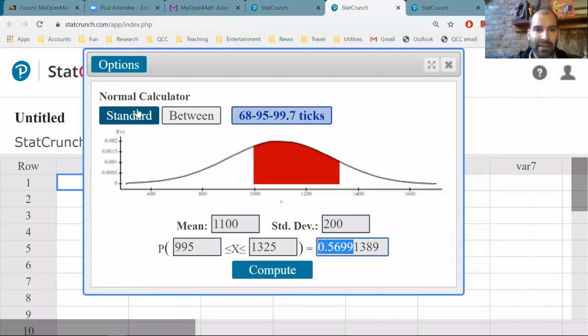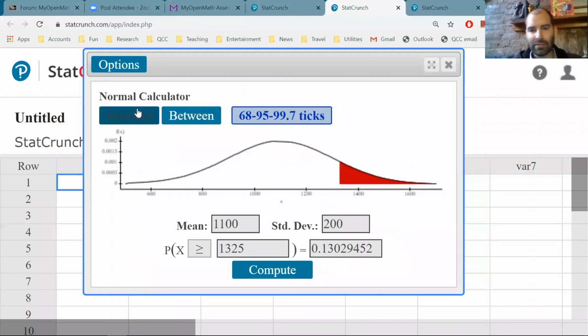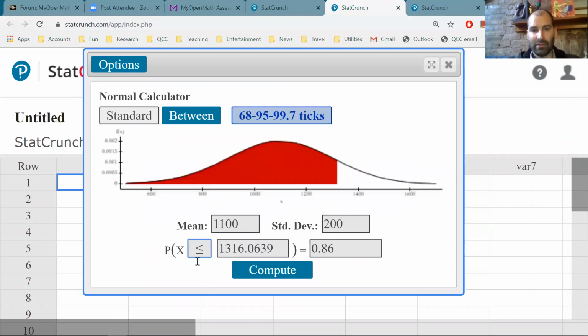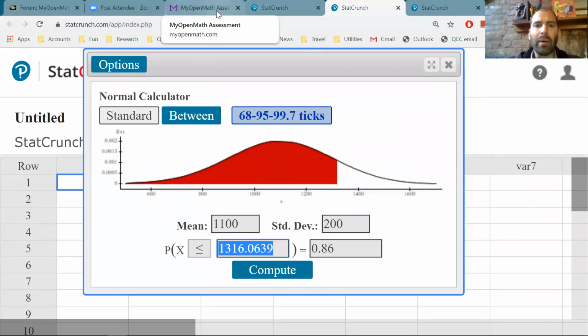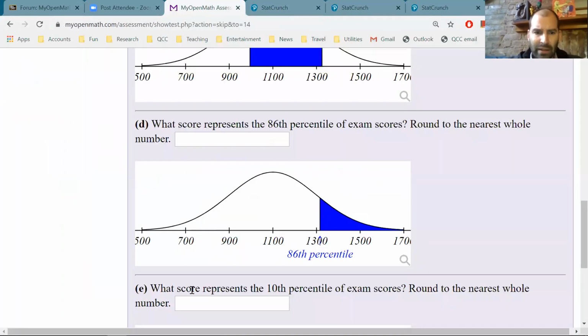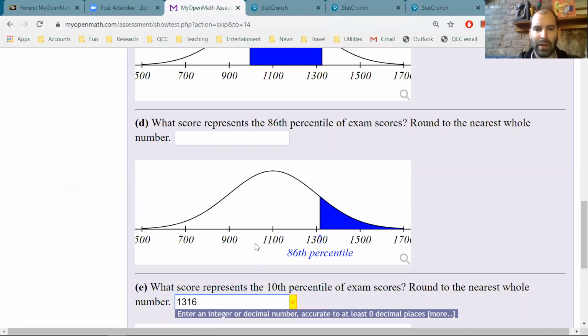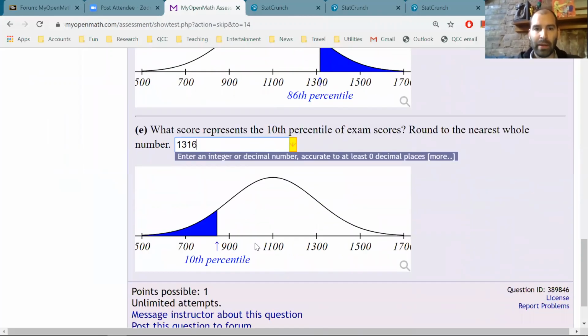So in here, I'm going to go back to standard because I'm going to the left of. So I'm going to put 0.86 in here. And I'm going left of. And it looks like it already gave it to me here. It tells me what value has to be there. X has to be less than or equal to 1316.0639. So I'll put that whole thing in there. It says round to the nearest whole number. Okay, so round that to the nearest whole number. And oh, there's one more.